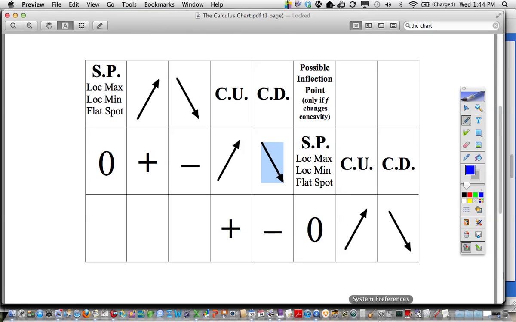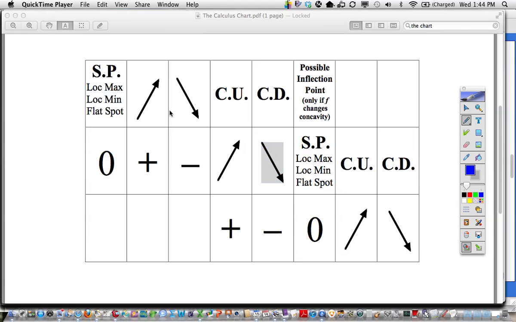What are your good speed limit ones? 28 through 33.